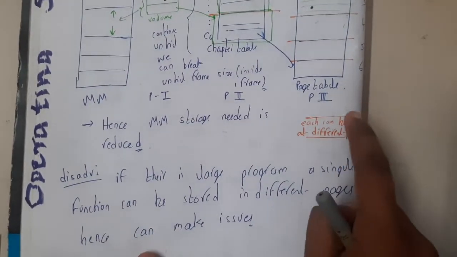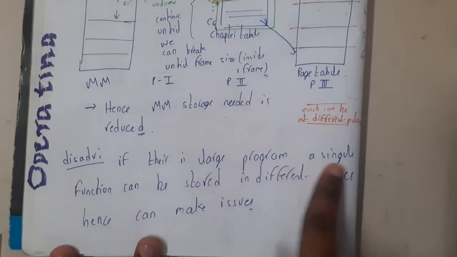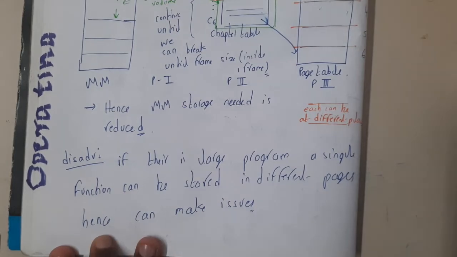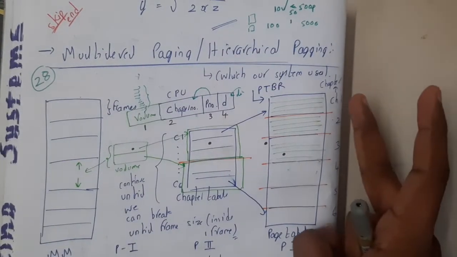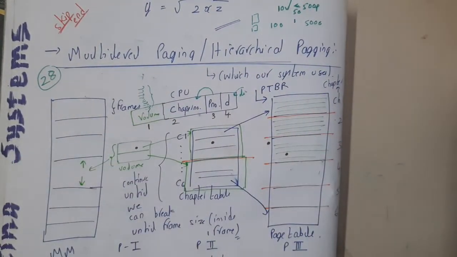The disadvantage with this particular process is that if there is a large program, a single function can be stored in different pages, hence it will be an issue. Basically, if you have a really huge program, it will be broken into multiple chunks and they could be in different layers, so that will be a huge mess, right? Yes. Okay, so that's a small disadvantage with respect to this.